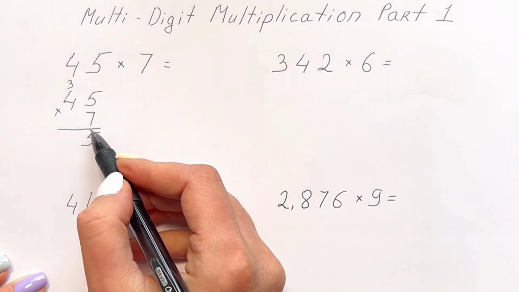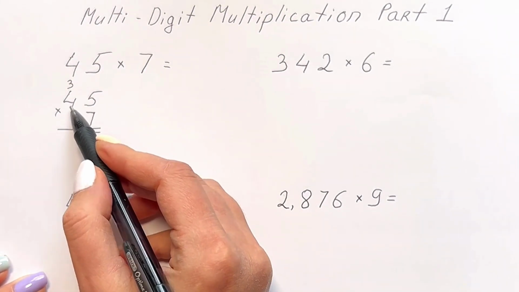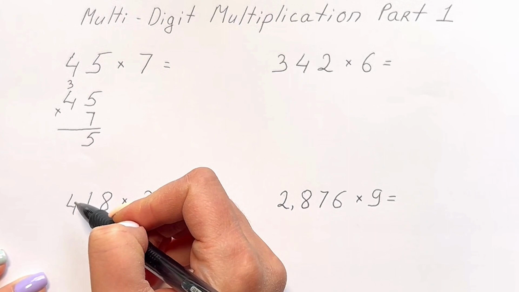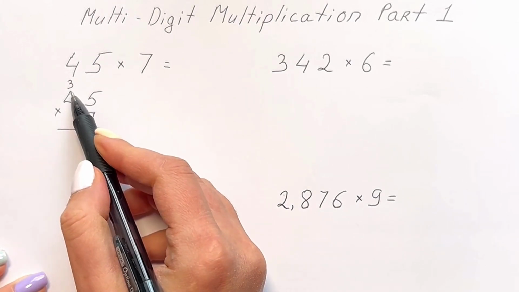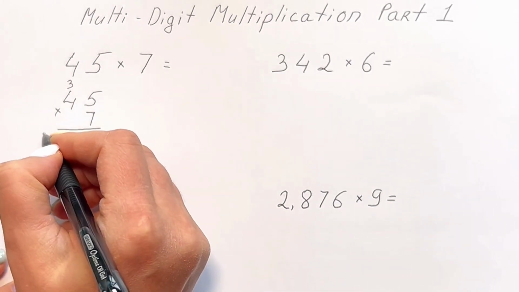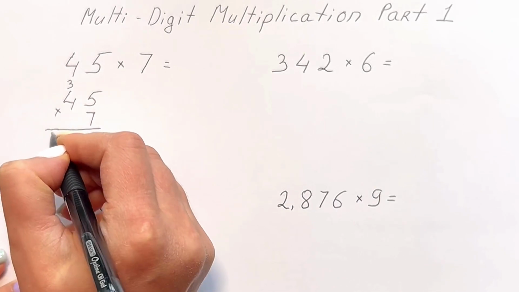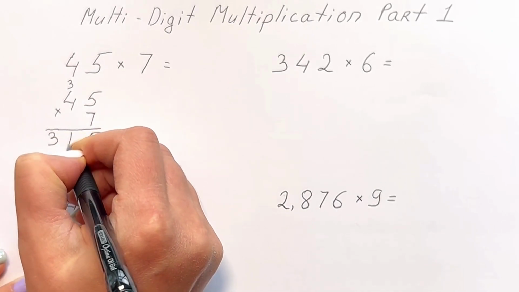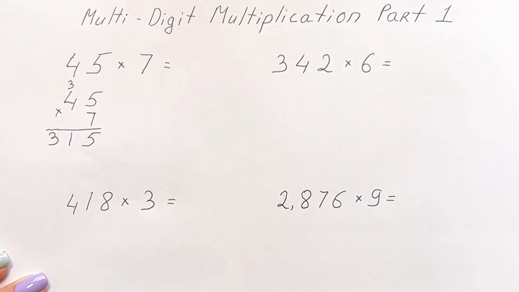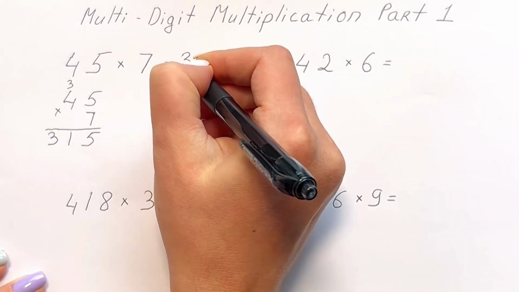Now, let's do the next step. 7 times 4 is 28. 3 more will be 31. So 45 times 7 is equal to 315.